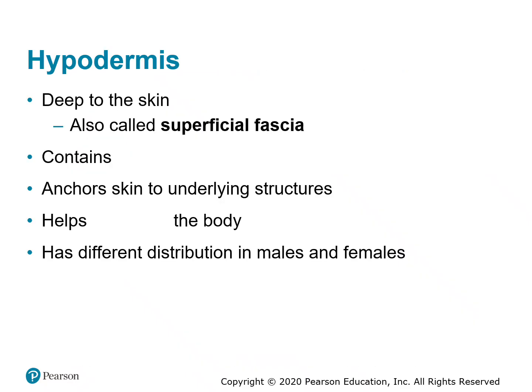The hypodermis, the unofficial third layer of the skin. Hypodermis, it's going to be deep to the dermis. Obviously, hypo means below. So it's going to be below the dermis. Also called the superficial fascia, and it contains both areolar and adipose connective tissue. Okay. And the hypodermis is what anchors the skin to any of the underlying structures. So like the muscles, the bones, anything like that.